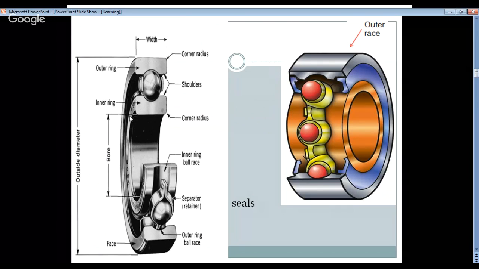Both, or you may say outer diameter of shaft. This shows up to which maximum limit a shaft can be inserted in a particular bearing.